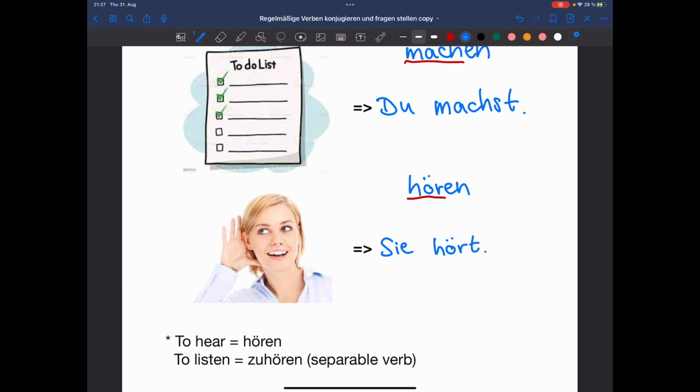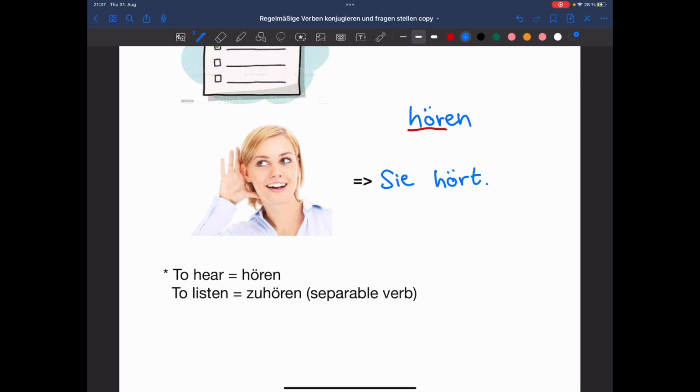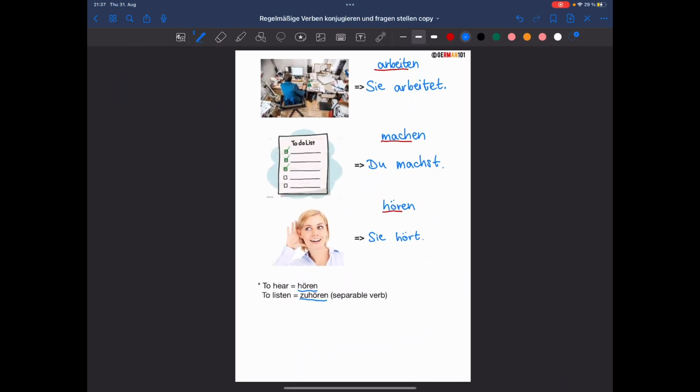Perfect. Sehr, sehr gut. One little thing that you need to know is that hören means to hear. But to listen in German is zuhören, which is a separable verb, and we're going to talk about this in a little bit. But just so you know, hören is to hear, zuhören is to listen. Okay, sehr, sehr gut.